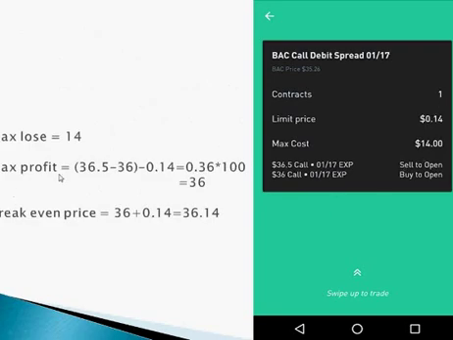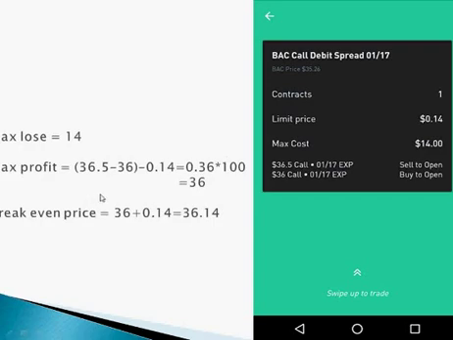The maximum profit is going to be $36.50 minus 36 minus 0.14. It's going to give us 0.36. You multiply by 100 and that gets you $36. This is not bad for a day. This is a good rate: risking $14 to make $36.